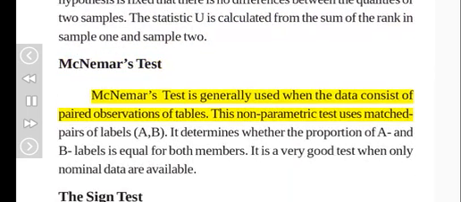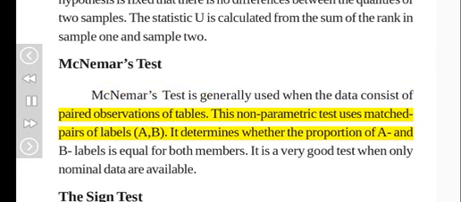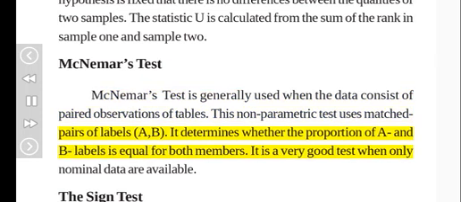McNemar test. McNemar's test is generally used when the data consists of paired observations in tables. This non-parametric test uses matched pairs of labels A, B. It determines whether the proportion of labels is equal for both members. It is a very good test when only nominal data are available.